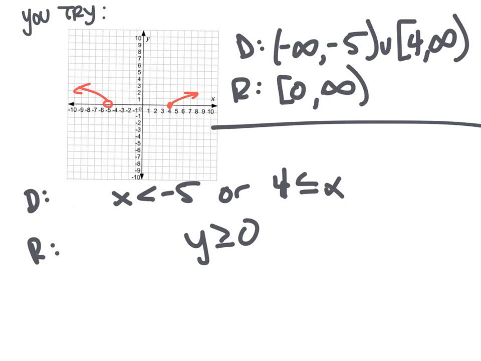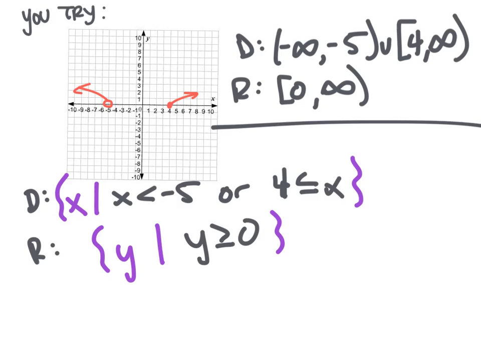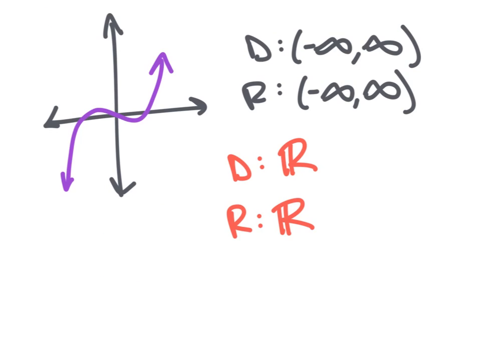To make this into set notation, we're just going to put the set of all x's such that, and close our set, or the set of all y's such that y is greater than or equal to 0. And just as a reminder, if we have domains that are negative infinity to infinity, in other notations, we can just draw this little R with the two backs that stands for all real numbers.